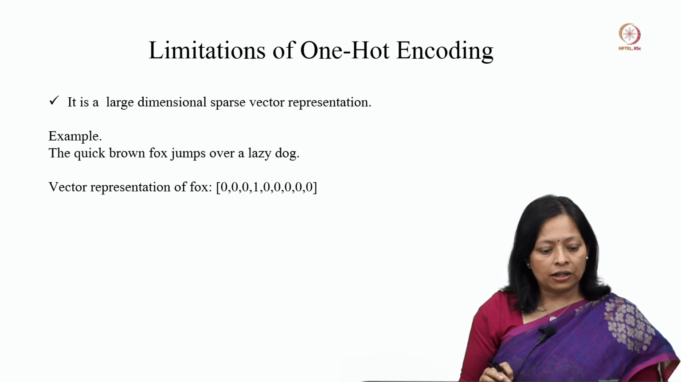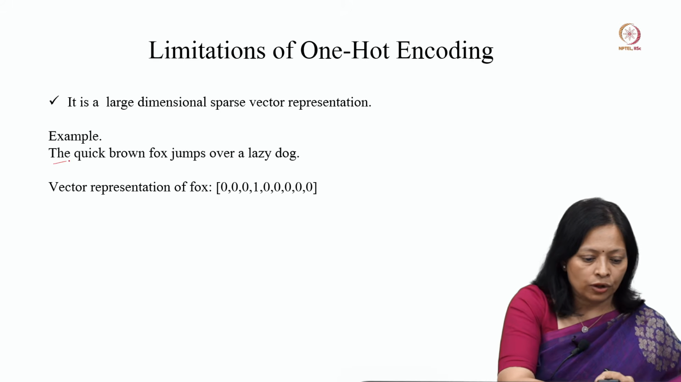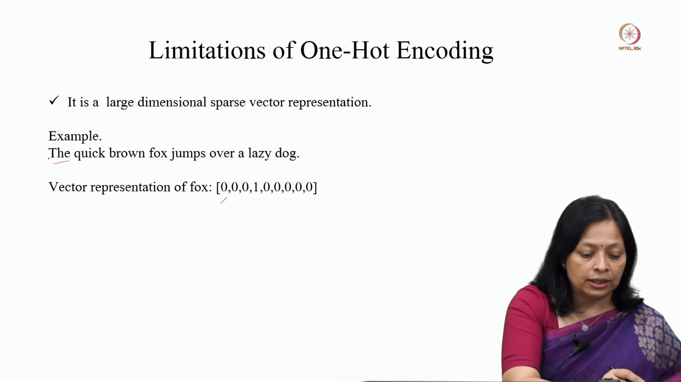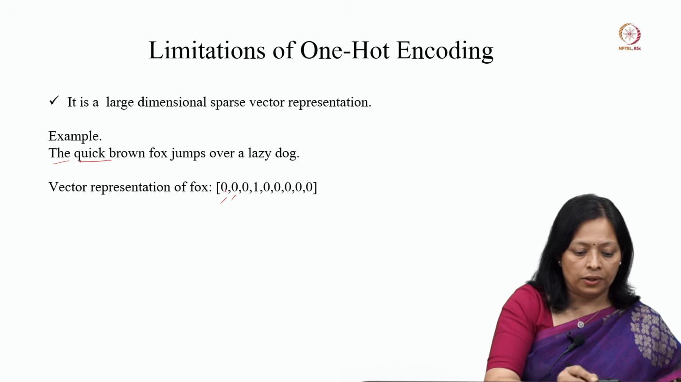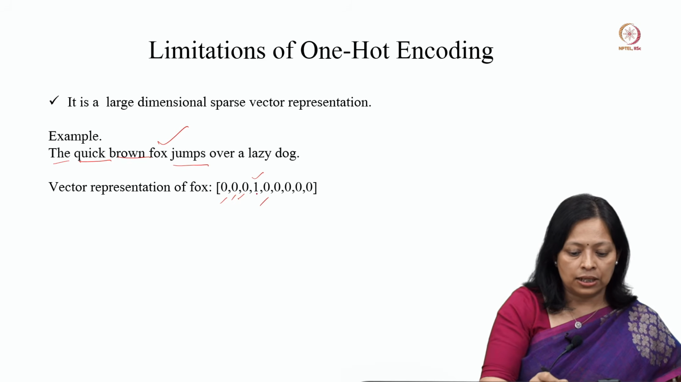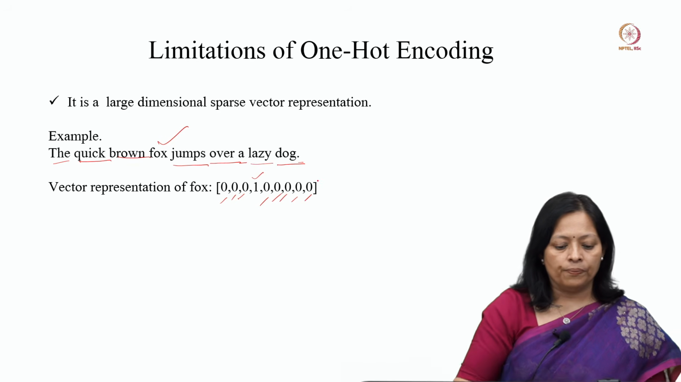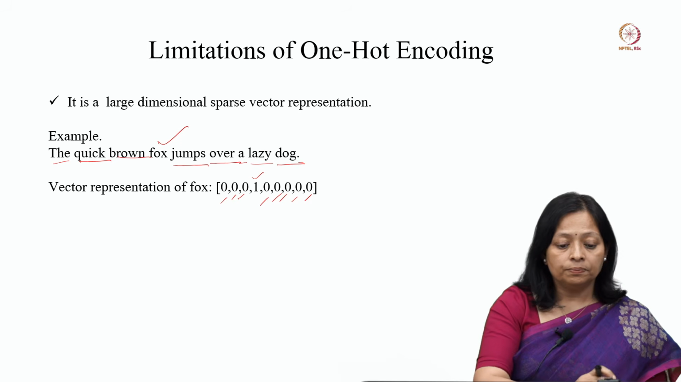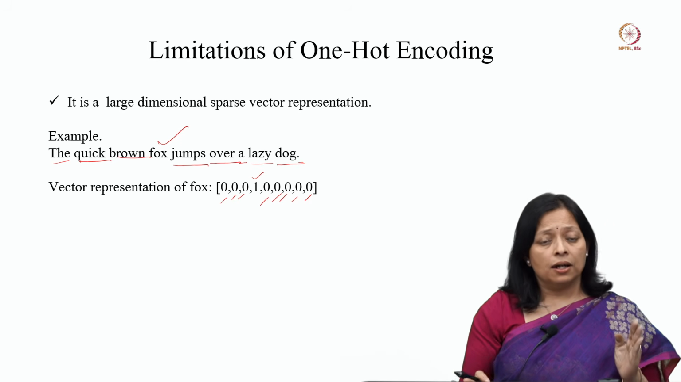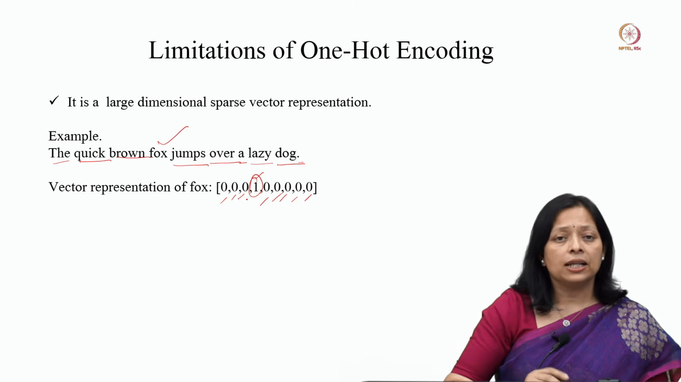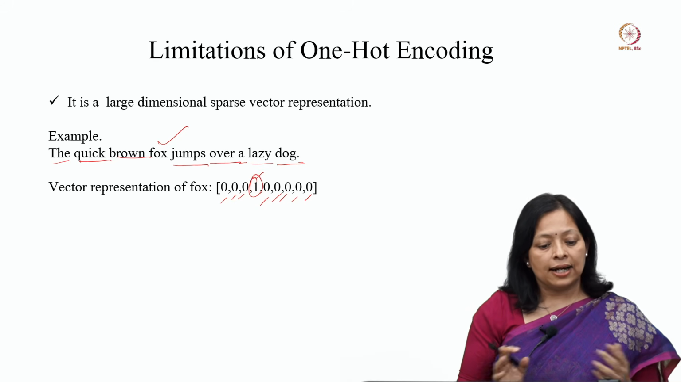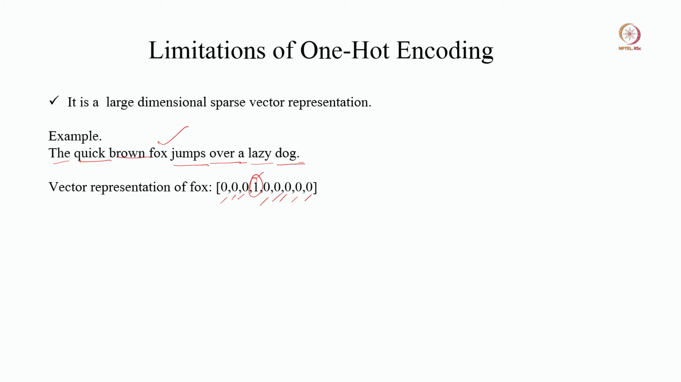Okay. So, the vector representation of fox: for the it is 0, quick it is 0, brown it is 0, for fox it is 1, correct, jumps it is 0, over 0, lazy 0, dog 0. That means we are having a large dimensional vector, but only this one is having the information encoded. That is, it is a large dimensional sparse vector representation, which is computationally expensive.